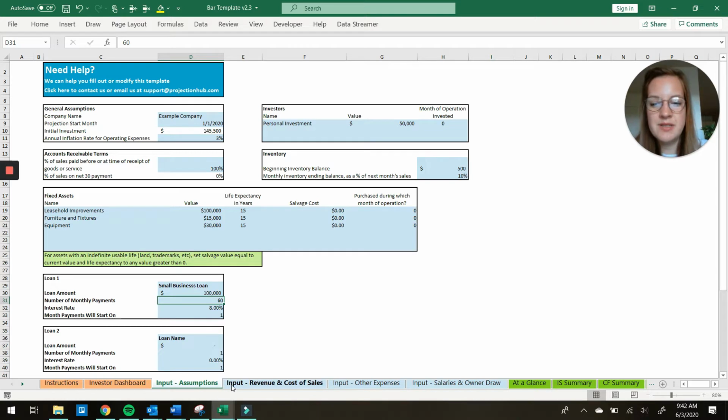Now on all of these tabs that are in this light blue color, you will find cells in that same light blue color. And in those cells is where you're going to be inputting your data so that the financial statements will be populated with the data that you enter.